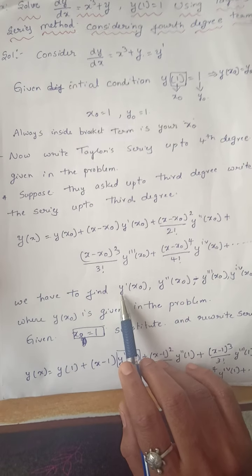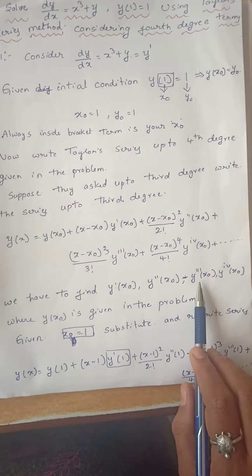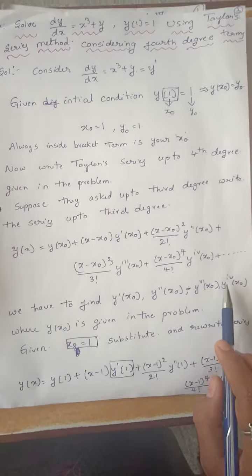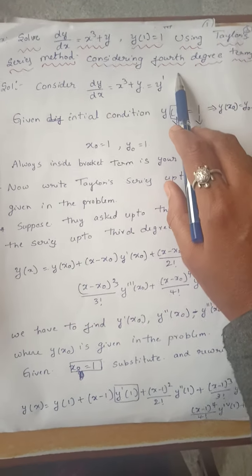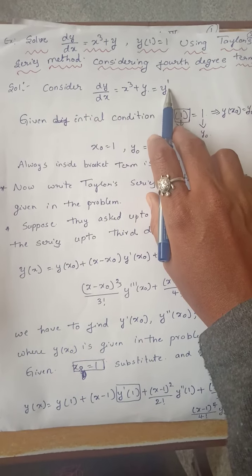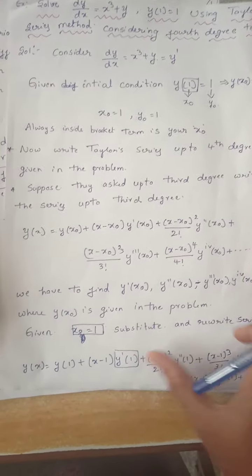Now we have to find the values of y dash of x naught, y double dash of x naught, y triple dash of x naught, y 4 times of x naught. Means you have to do the differentiation of this term 4 times. Already this is 1 time differentiated value. Now 2nd, 3rd, 4th we have to do.